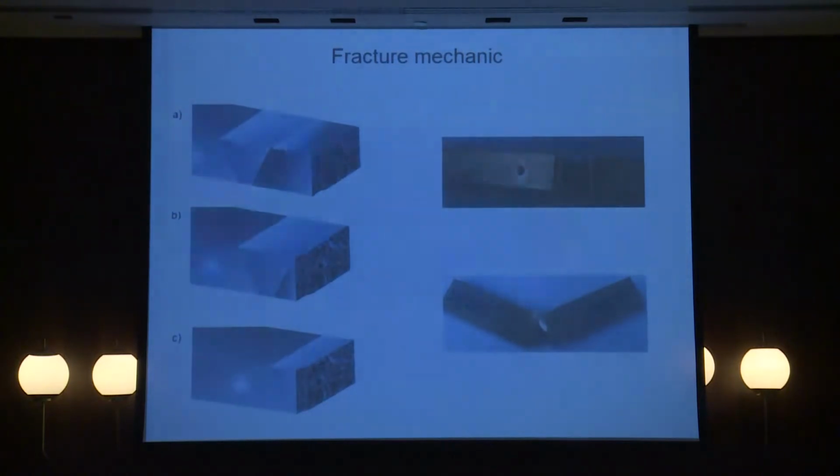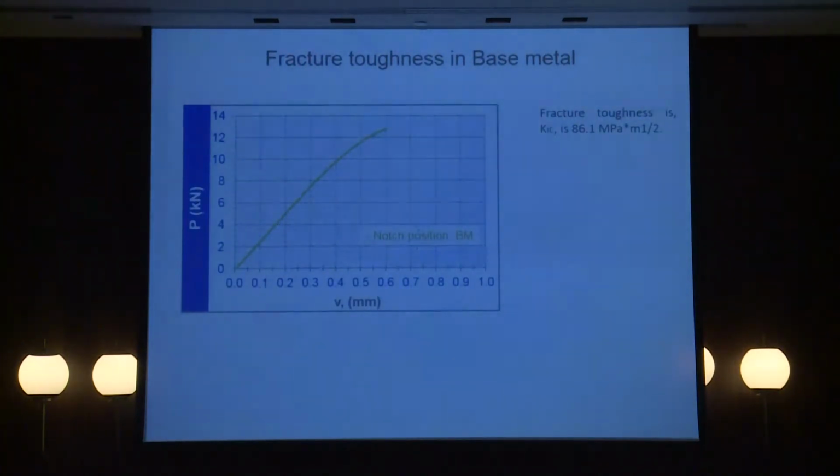After Charpy energy, we investigated fracture mechanics. Crack position is presented on base metal in figure A, heat affected zone in figure B, and weld metal in figure C. The fracture toughness of the base metal is 86 megapascal per root meter. This is usual fracture toughness for armor steel, for high hardness steel. For example, base plate 500 has approximately 120, which is better, but this fracture toughness is good for high hardness armor steel.